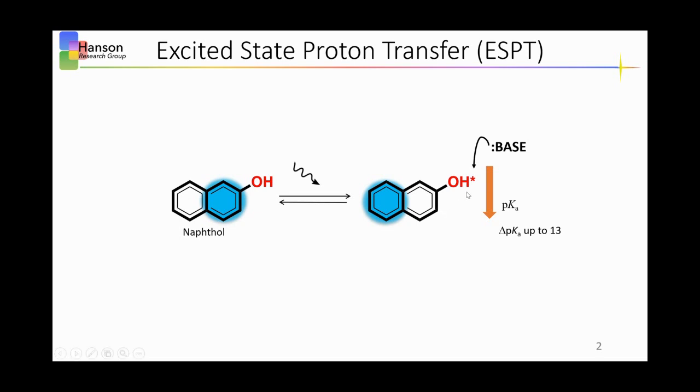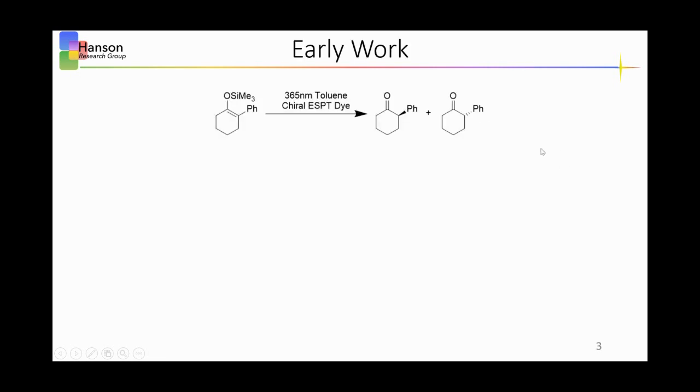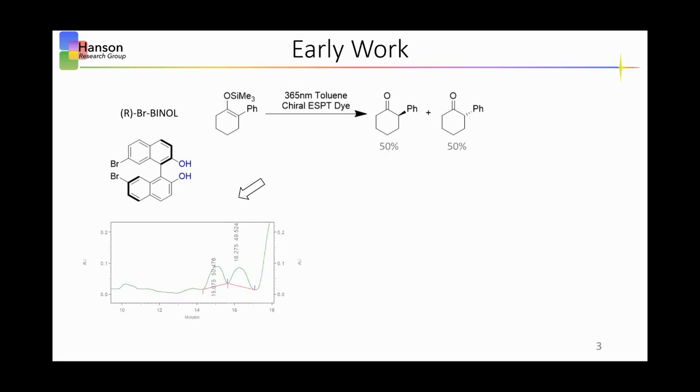So some of the Hansen Research Group's earliest work with excited state proton transfer dyes was attempting to enantioselectively protonate this silyl enol ether group using bromoBINOL as depicted here on the left of the screen. Our hope was that using this atropisomeric compound would allow us to selectively protonate either the Re or the Si face of our silyl enol ether here in order to achieve an enantiomeric excess. Unfortunately, the HPLC indicates that we had a nearly 50-50 mixture of the R and S enantiomers of our end product, despite having started from a completely enantiopure bromoBINOL.